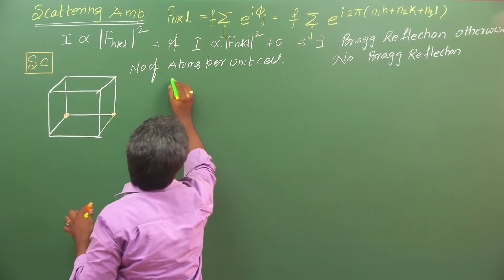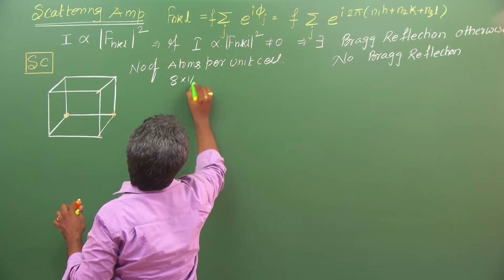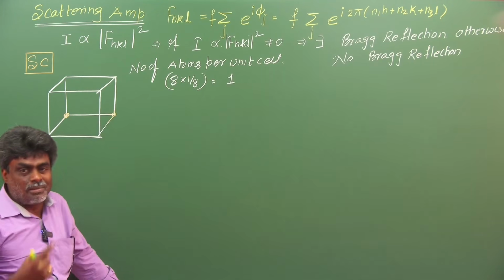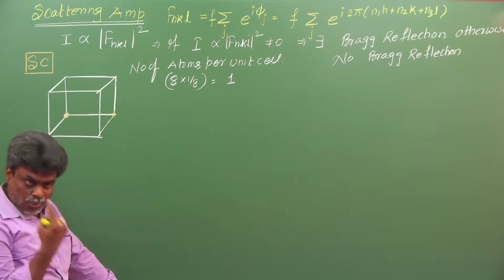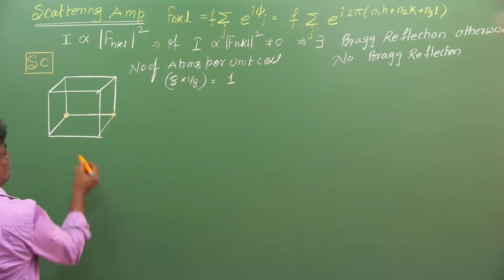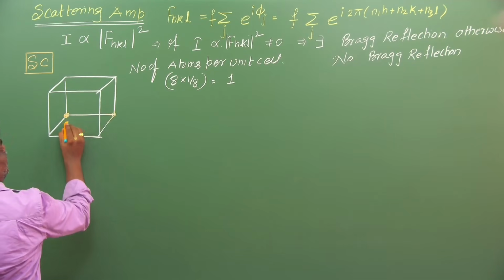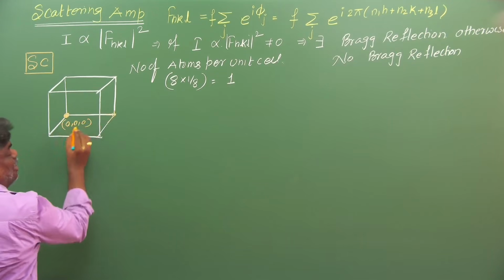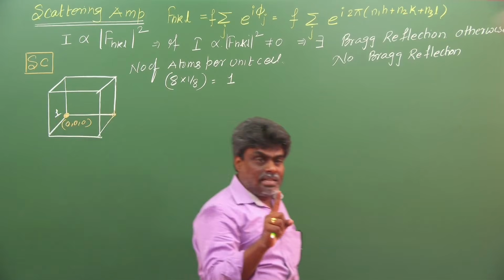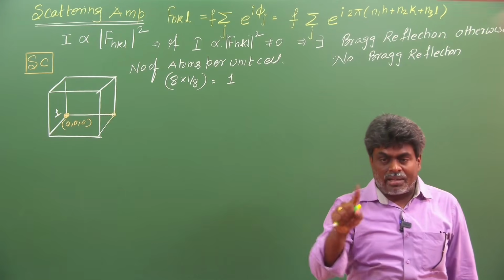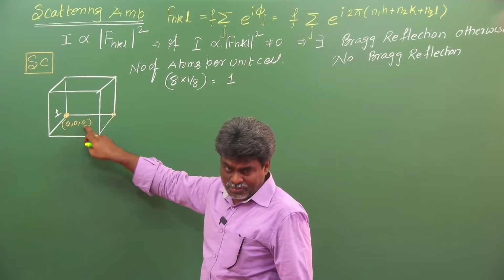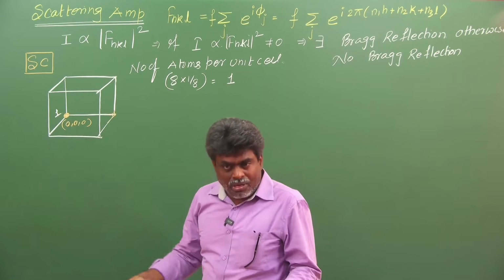Come on, how much? So 8 into 1 by 8 equals? So how many atoms are there in the unit cell? So do you need summation here? Because there is only one atom. Where is that atom? You have to take the location. Shall I take it as 0, 0, 0? Yes. There is only one atom per unit cell. That atom I am taking at 0, 0, 0, because that is the only one, that is the origin.